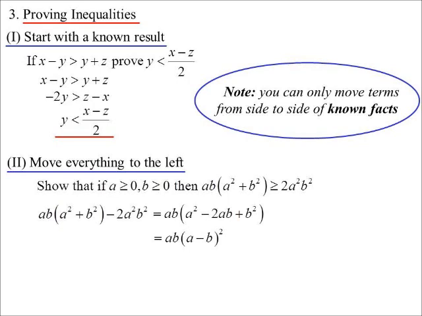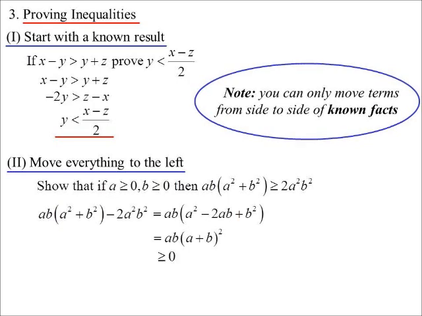Well, we know the A minus B all squared is positive, and we were told the A and the B are positive, so actually it's fair enough to say that that is greater than or equal to 0. So now I have a known fact. I know that AB outside of A squared plus B squared minus 2A squared B squared is always greater than or equal to 0. Because it's a known fact, I can now move the 2A squared B squared term to the other side, and I get the required result that they want me to prove.